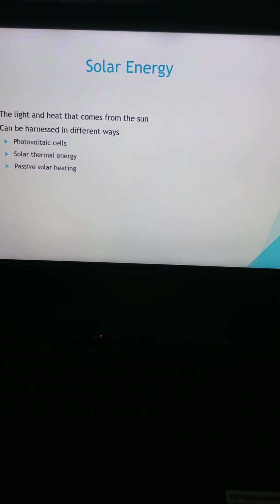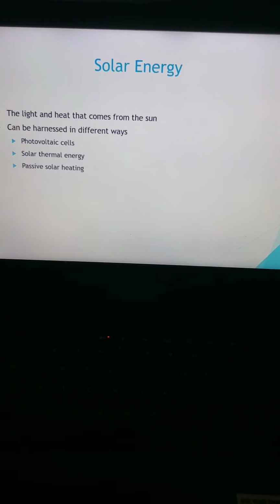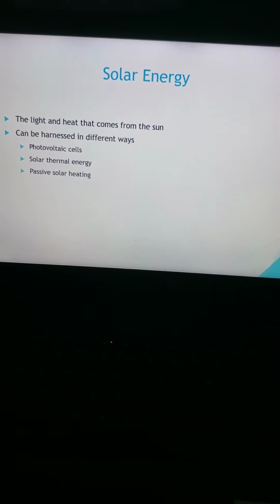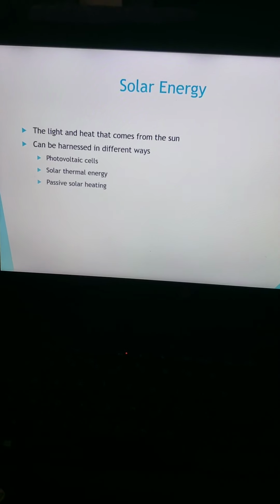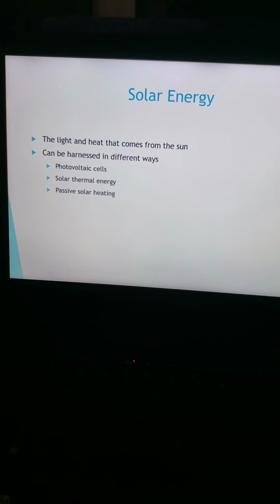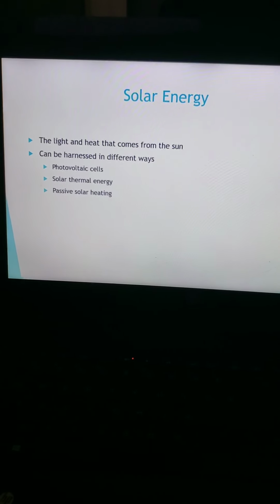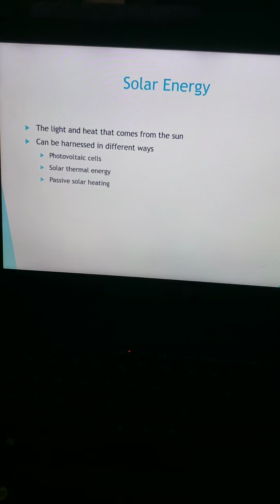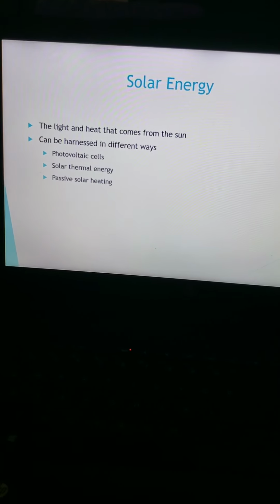Solar thermal energy is the second way that solar energy can be harnessed. This is heat from the sun that is used to make hot water steam. And this process happens by a mirror or reflector concentrating the sun's rays to heat a specific kind of liquid.